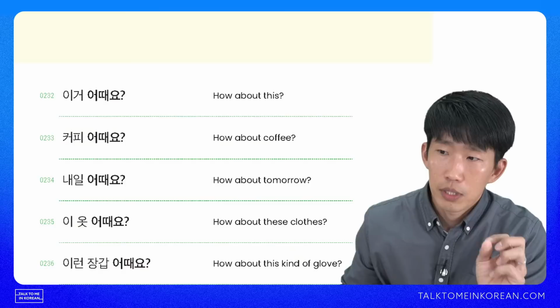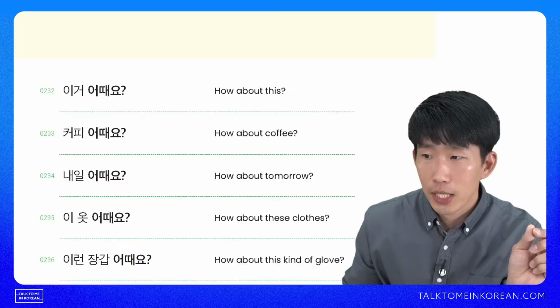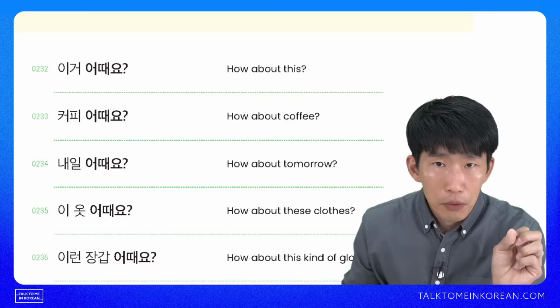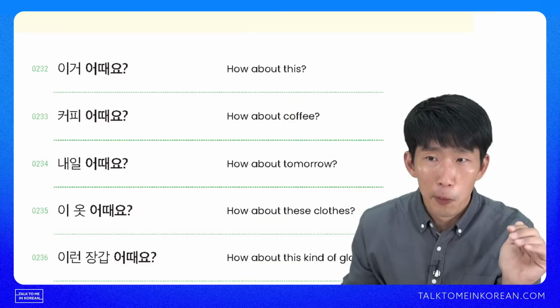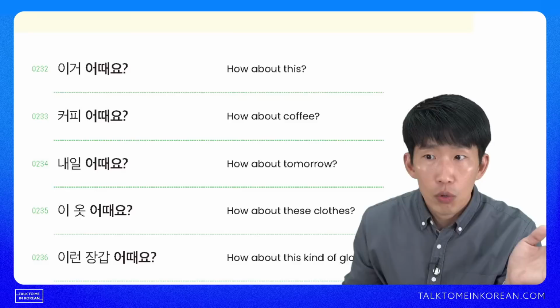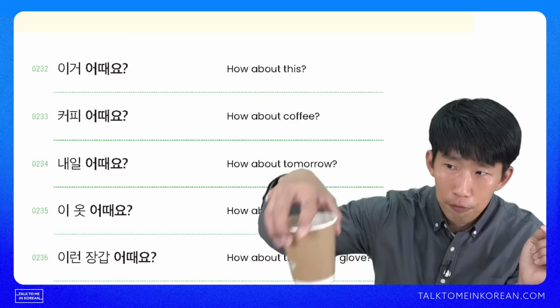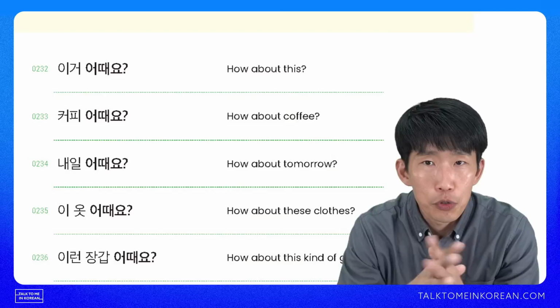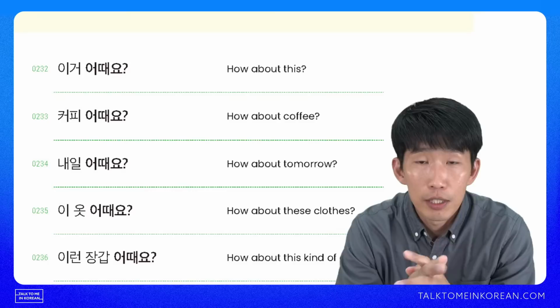So first, repeat after everything I say really quickly and in the same exact intonation that I use. 이거 어때요? How about this? 이거 어때요? I'm imagining you listening and repeating after me, okay? 커피 어때요? How about some coffee? And 내일 어때요? So you are coming up with ideas for a day. 내일 어때요?